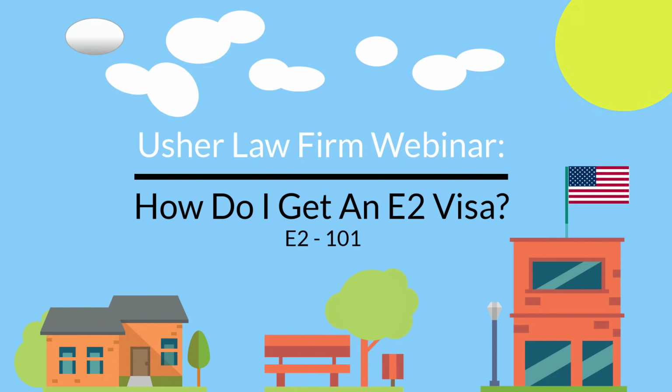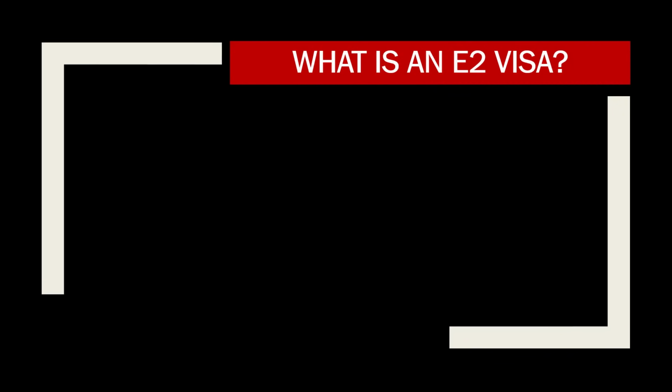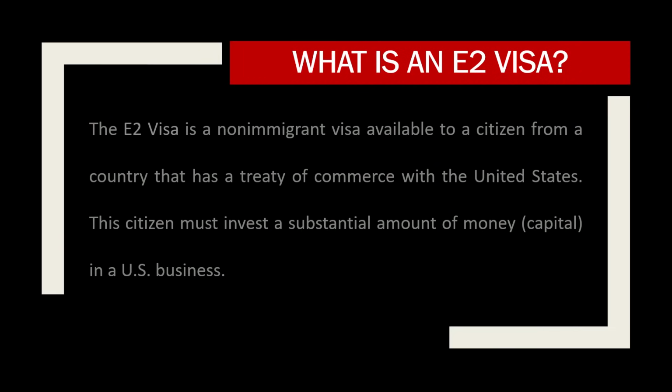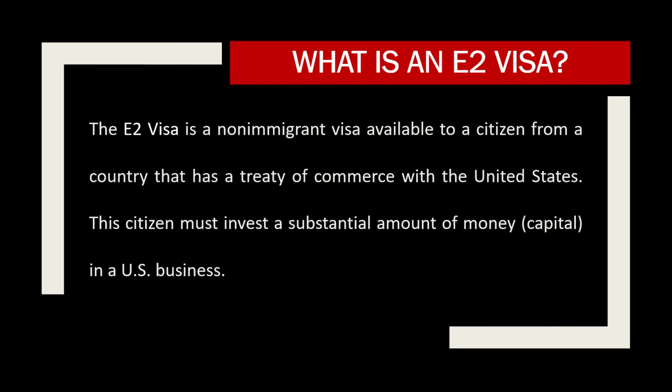So let's start with a question. What is an E-2 visa? It's a non-immigrant visa available to a citizen from a country that has a treaty of commerce with the United States. This citizen must invest a substantial amount of money, called capital, in a U.S. business. Is your country an E-2 treaty country?